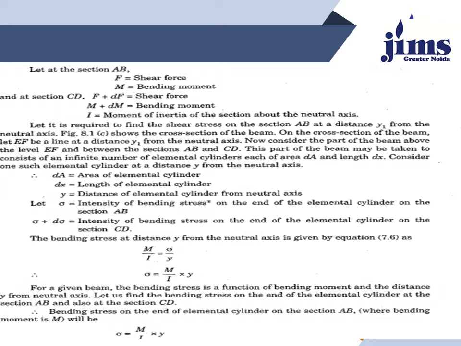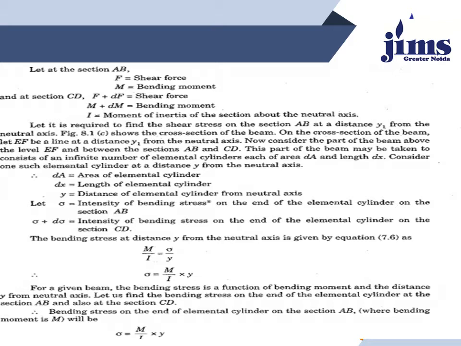Let us suppose dA is the area of the elementary cylinder, dx is the length of the elementary cylinder, y is the distance of the elementary cylinder from the neutral axis, sigma is the intensity of bending stress on the end of the elementary cylinder at the section AB. Let sigma plus d sigma be the intensity of the bending stress on the end of the elementary cylinder at the section CD.